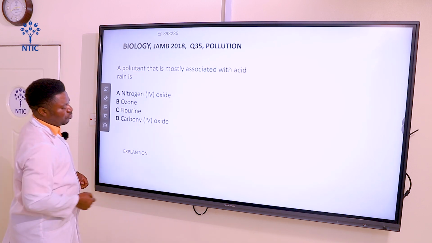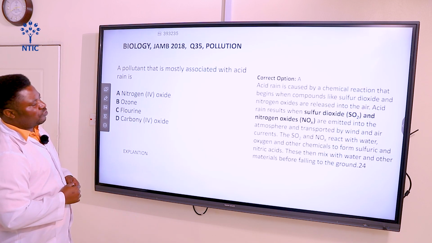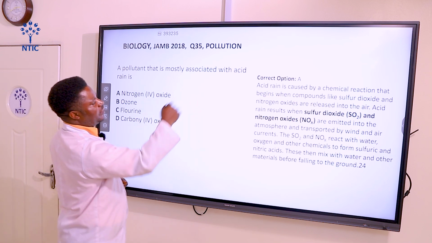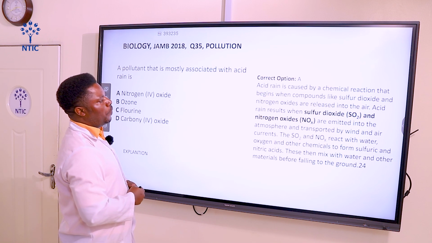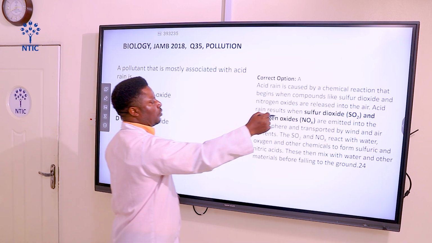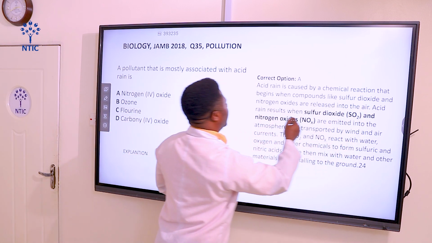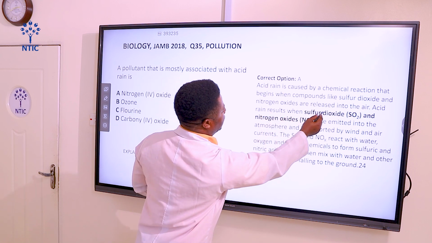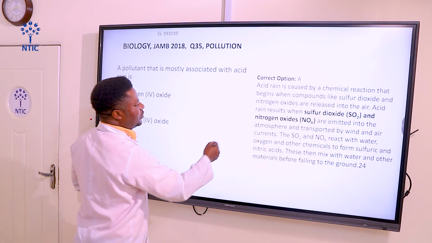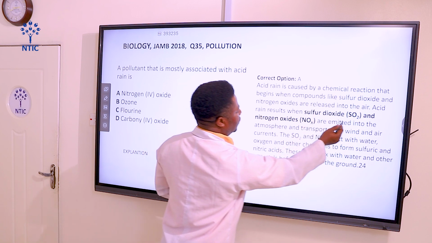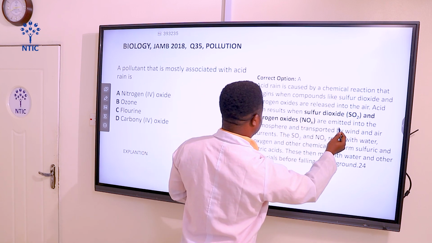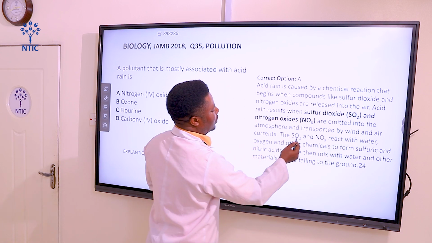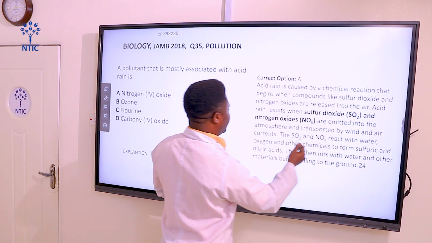Let's quickly run through the explanation. Our answer here is A. Acid rain is caused by a chemical reaction that begins when compounds like sulfur dioxide and nitrogen oxide are released into the air. Acid rain results when sulfur dioxide and nitrogen oxide are emitted into the atmosphere and transported by wind and air currents.